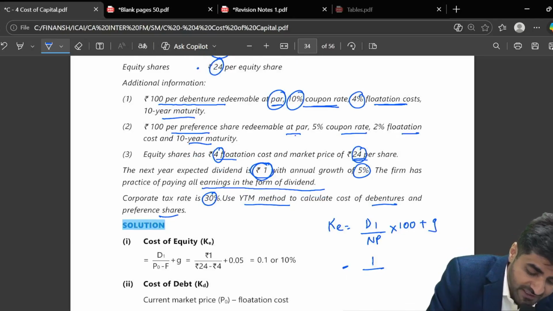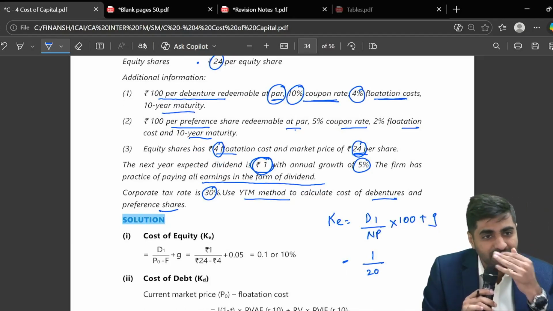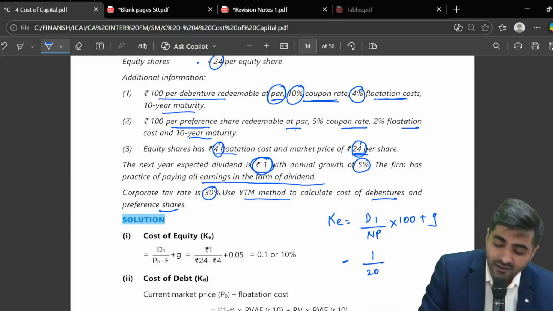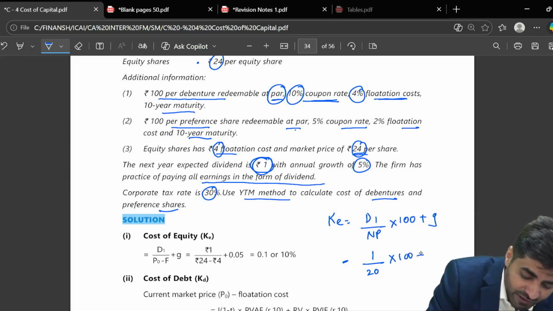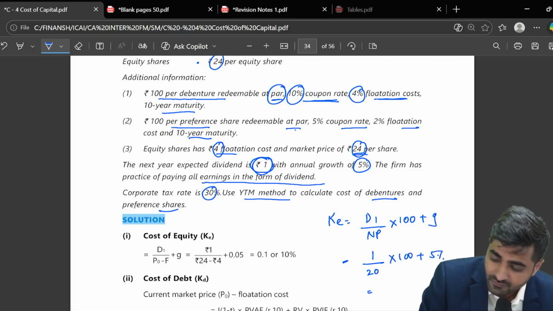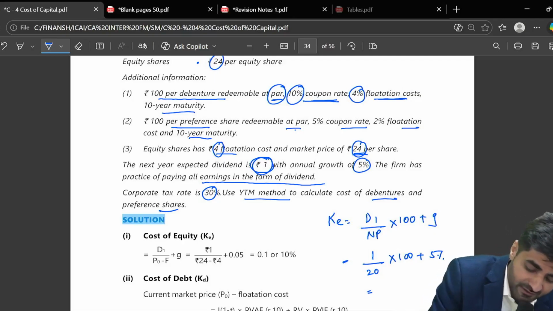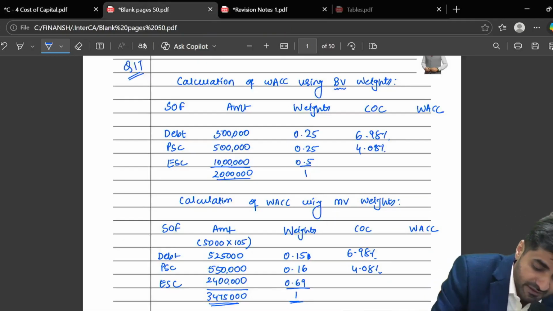What's your net proceeds? Can I say it will be 20? From 24, I'll subtract 4 rupees flotation cost, it will become 20. Multiplied by 100, and what's your growth rate? 5%. What is this answer? It should be coming as 10%. So that's your KE, 10%.